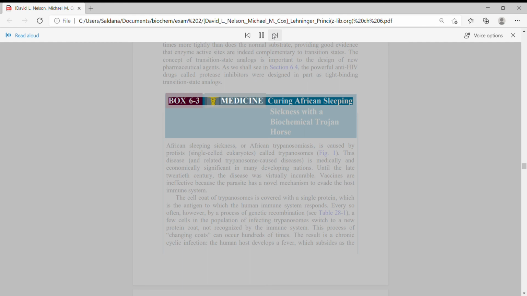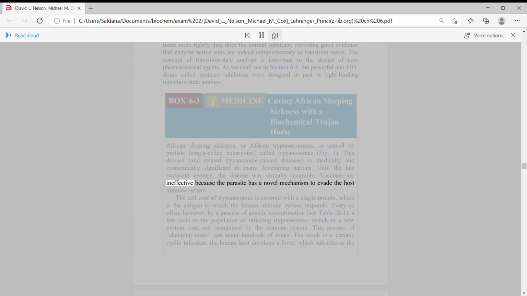Box 6-3 Medicine: curing African sleeping sickness with a biochemical Trojan horse. African sleeping sickness or African trypanosomiasis is caused by protists, single-celled eukaryotes, called trypanosomes, Fig. 1. This disease and related trypanosome-caused diseases is medically and economically significant in many developing nations. Until the late 20th century, the disease was virtually incurable.